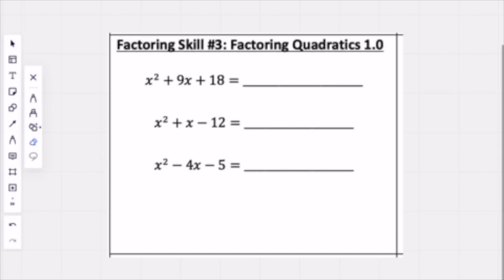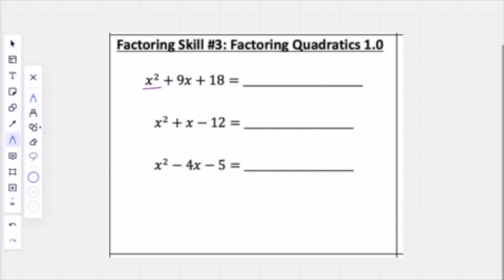All right, in this mini lesson, we're going to look at factoring quadratics. And I've labeled this factoring quadratics 1.0 because it's the easiest kind. All right, quadratics can be recognized when the highest degree on the variable is 2. Notice that there is nothing higher than a second degree power on our variable. So that means that what we have is a quadratic expression.